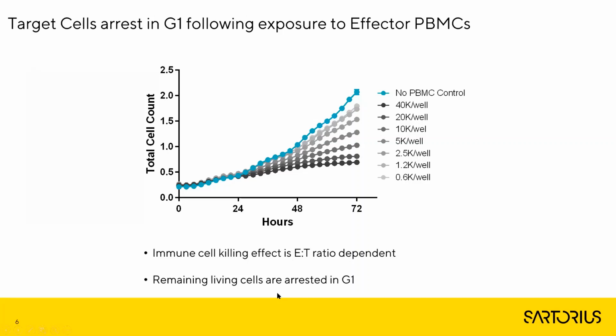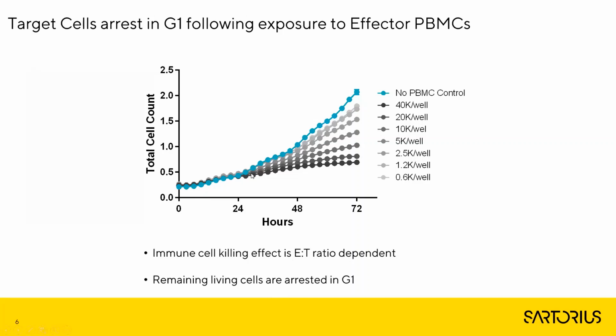So we wanted to get a better understanding of that and quantify that. The first graph I'm showing you here is just a simple graph showing you proliferation of those cells over the course of time. The y-axis being the total cell count. This is the target cells now over the 72-hour period.